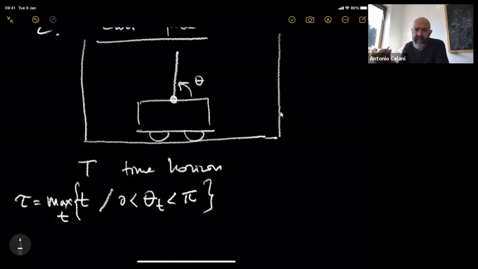And the thing that you can do on this system is of course apply some force on the cart. So the idea is that if your pole is falling on the right and you give an acceleration, you can put it back in the vertical position. That's what you would try to do when you try to balance an unstable object. So you try to move around in order not to let it fall.